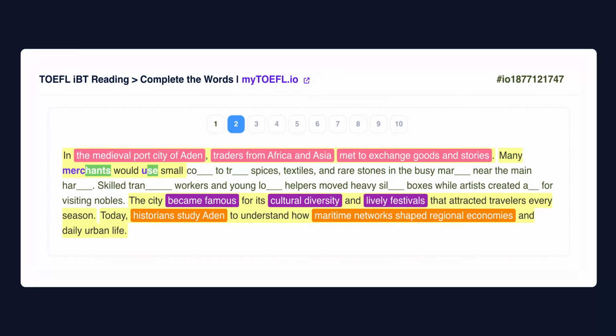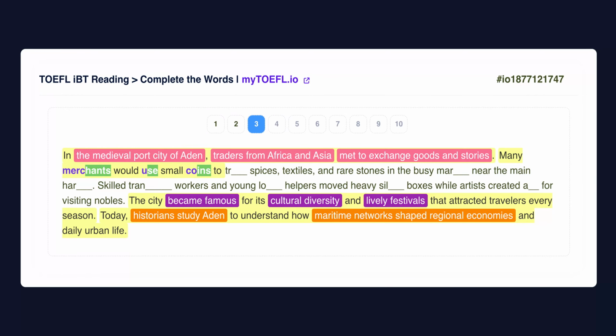The sentence mentions that merchants would use small something. Let's figure out what that item is, keeping in mind the theme of trade and economy. Many merchants would use small co_ _ _ too. The question gives us the letters C and O, and we need to fill three blanks. We know merchants would use small things for trade. What small, valuable items starting with CO are used in commerce? The answer is clearly coins. This fits perfectly with the idea of exchanging goods in a marketplace.